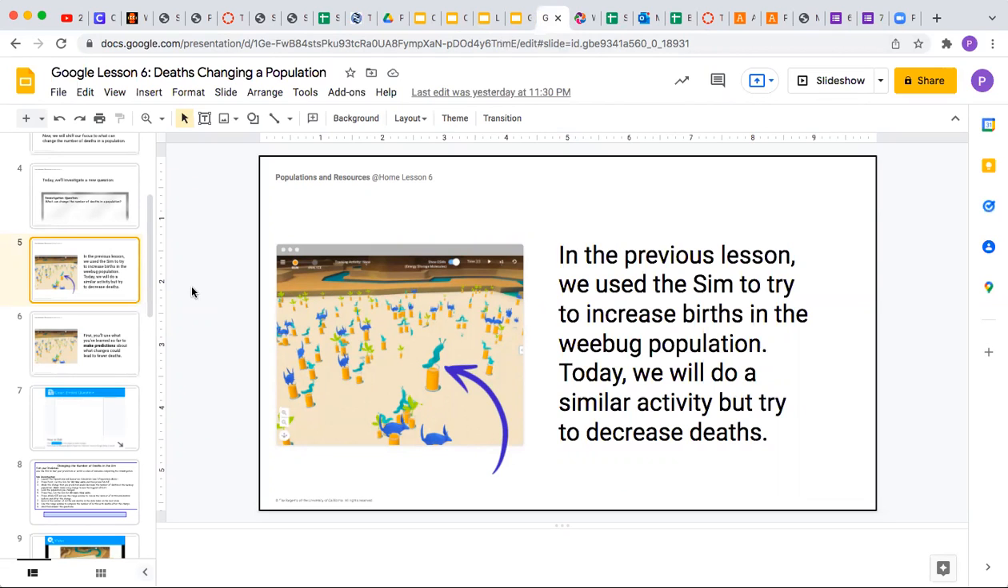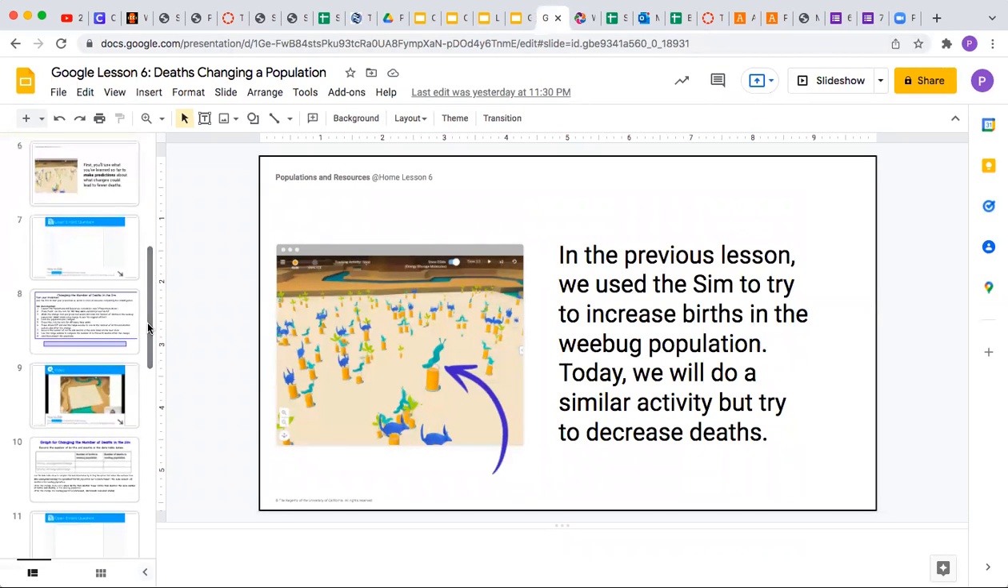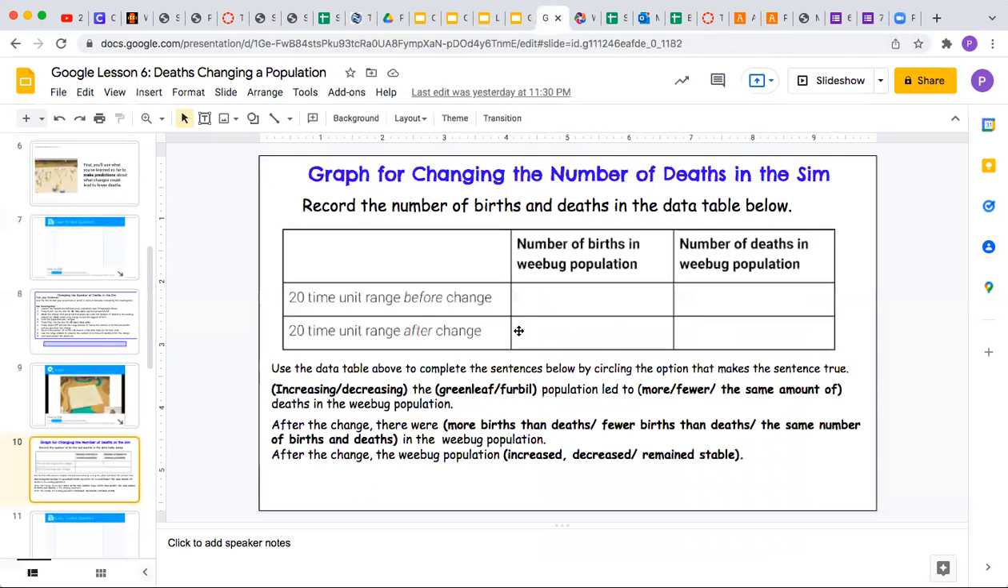So in the first lesson, you're going to use the sim to try to increase the births and the wee bug population. And in this one, you're going to do a similar activity, but you're going to try to decrease the deaths. So you'll use similar graph to collect the data and answer the questions as you go. So those are the two Nearpod lessons that you're going to do this week.